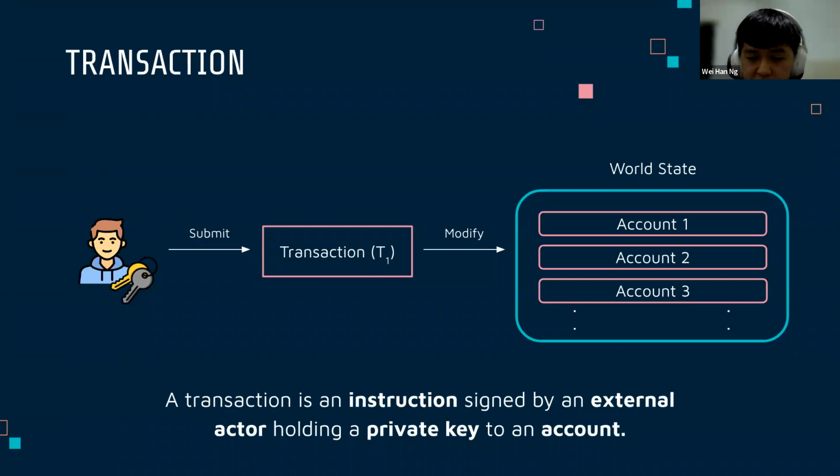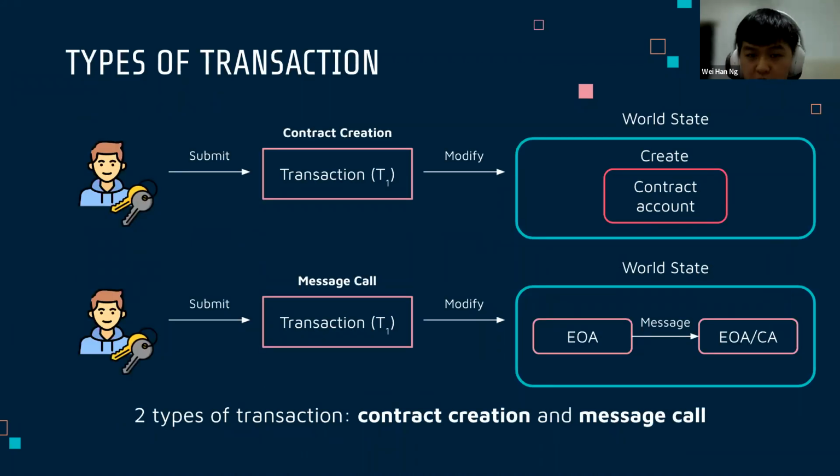And there are typically two types of transactions. The first transaction is called contract creation, and the second transaction is called message call. The first type, which is contract creation, basically means that you are submitting a transaction to create a contract, right? To create a contract means that you are modifying the world state such that the world state right now has a new contract account, right? And the second type is called message call, which is basically the same thing. You are modifying the world state such that your account, your EOA account, can message an EOA, another EOA, or another contract account.